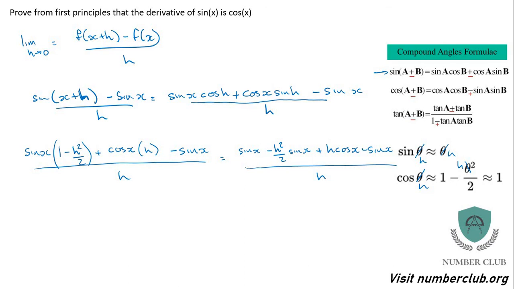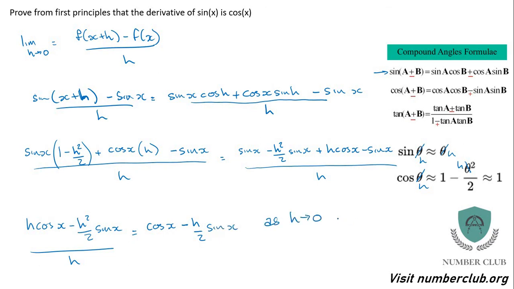Alright, now what you can see is that sine x subtract sine x, they'll disappear. And what we'll have is going to be h cos of x minus h squared over 2 sine of x all over h. We'll divide through by h, we'll get cos of x subtract h over 2 sine of x. As h approaches 0 though, negative h over 2 sine of x also approaches 0. Okay, now therefore the derivative of sine of x is just cos of x.